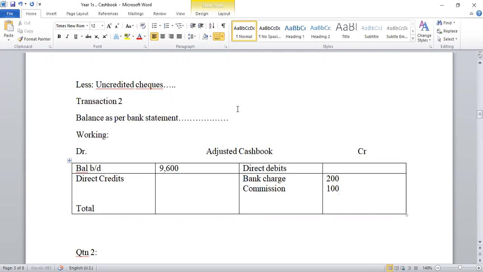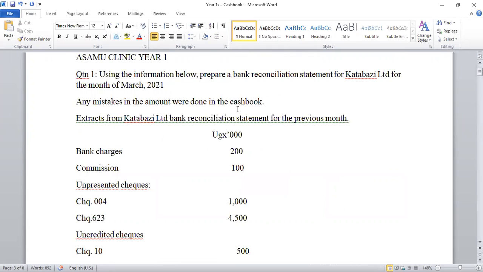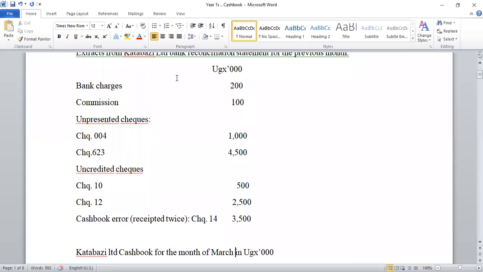Okay. Then these are the only cash transactions that I can reconcile. Otherwise, I don't have any other. I don't have direct credits, do I? I don't. I only have an error. Maybe the error, a cash book error: receipted twice. This check was received twice for 3,500. Now, when you receive twice, what does it mean? It means that you're overstating the debit side. You put 3,500 the first time, and you added 3,500 again the second time.